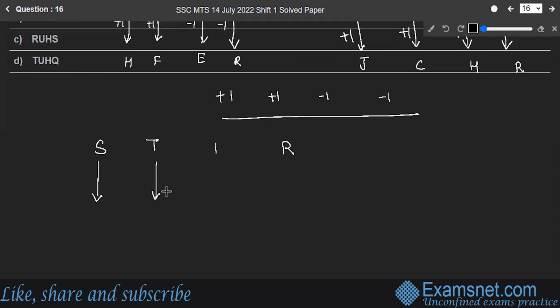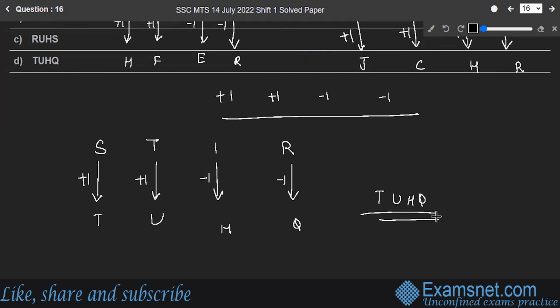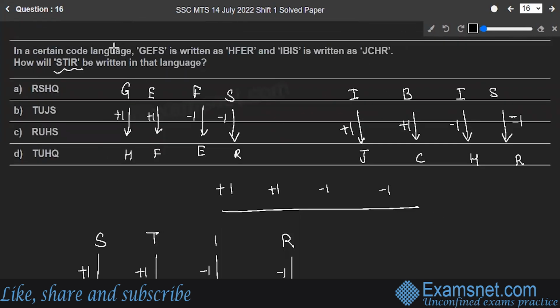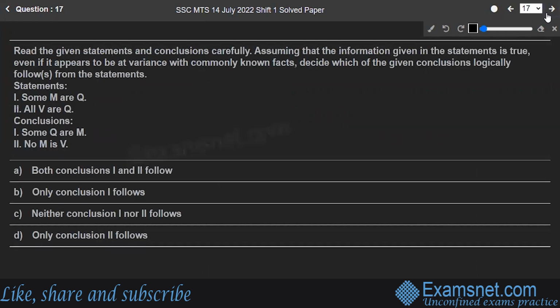So for STIR, what is the next alphabet to S? We are having a plus 1, plus 1, minus 1, minus 1 relationship. So the very next alphabet to S is T. The next alphabet to T is U. I's previous alphabet is H and R's previous alphabet is Q. So T, U, H, Q is the correct letter cluster, which is the code for STIR. Let's check with the options. Option D is the correct answer to the question. Hope you are clear. Let's move to the next question.